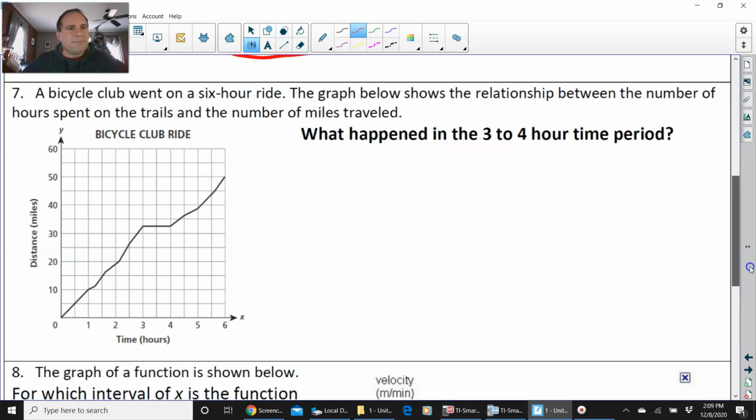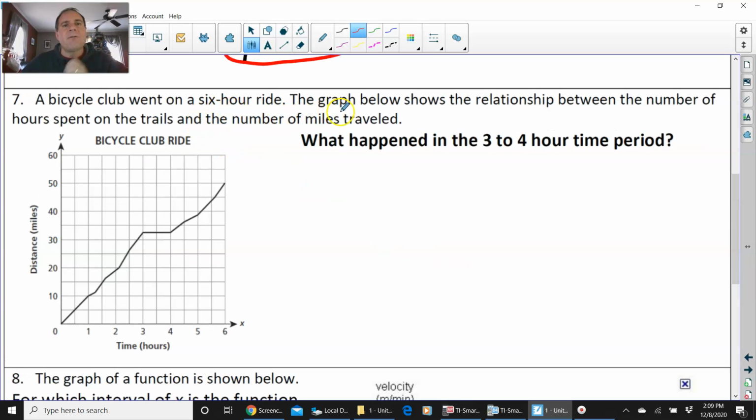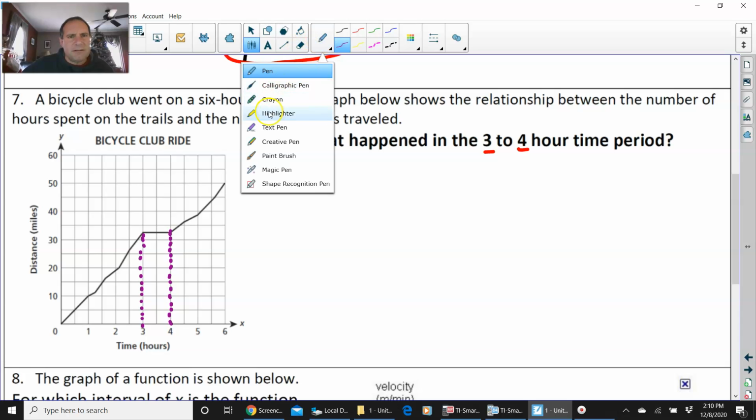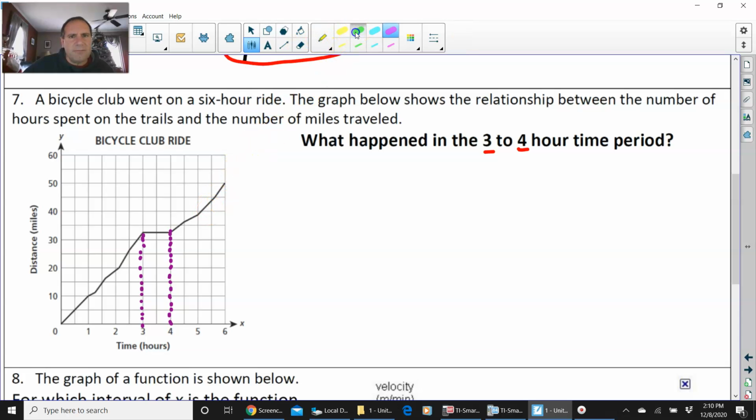Number 7, a bicycle club went on a 6-hour ride. That's long for a bicycle club. The graph below shows the relationship between the number of hours spent on the trails and the number of miles traveled. What happened in the 3 to 4 hour time period? So I am going to draw a dotted line up from 4. What happened during this time period? What's going on there?